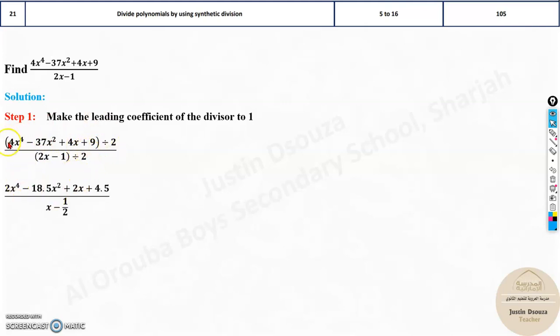So you're going to get x to the power 4. 37 divided by 2 is 18.5x squared. 4 by 2 is 2. 9 by 2 is 4.5. Here it will be 2x divided by 2 is x minus half. Now you can tell what is the x value. X equals positive half. So write this. Positive half is 0.5 over here.